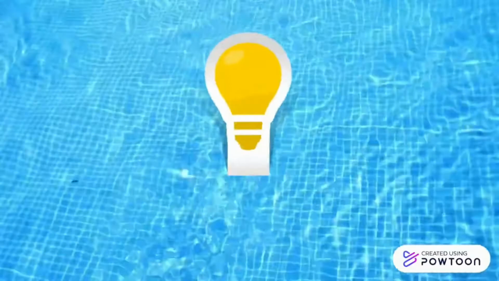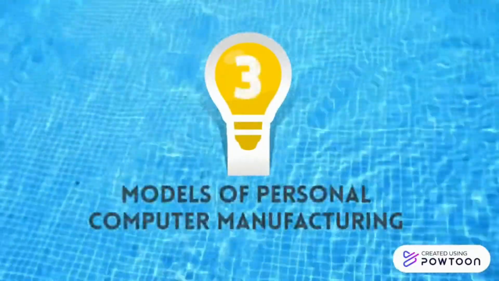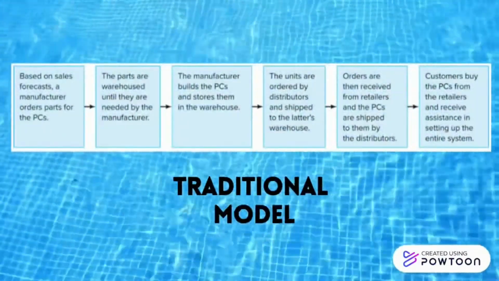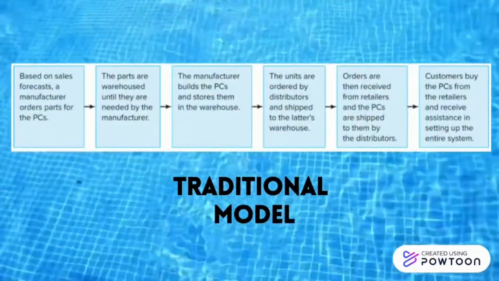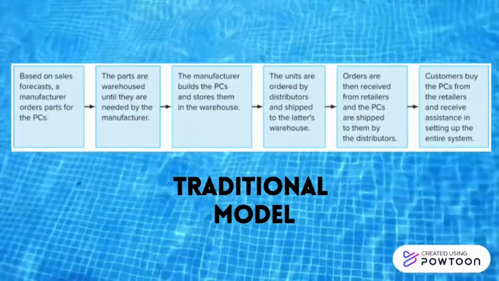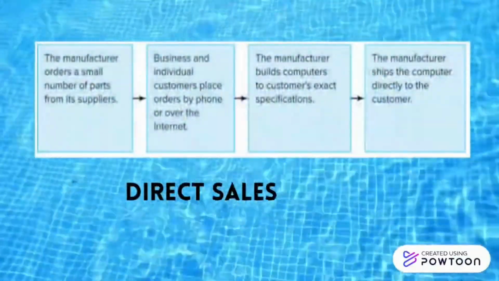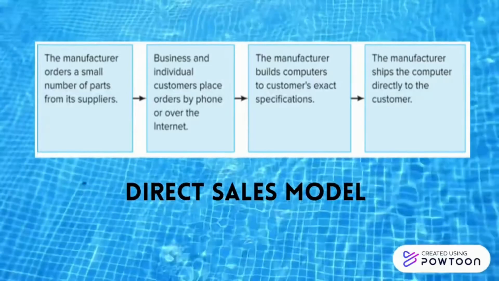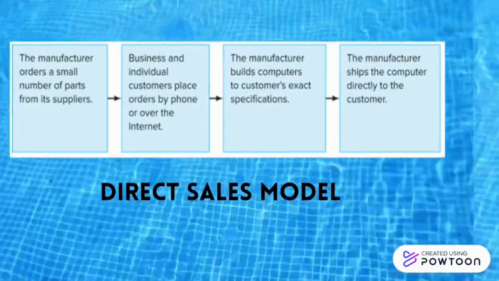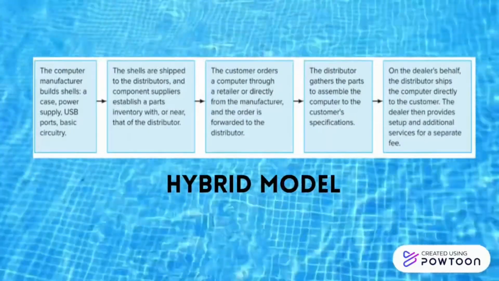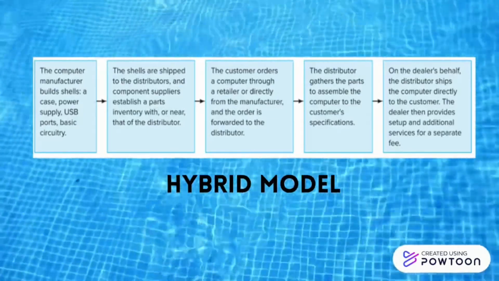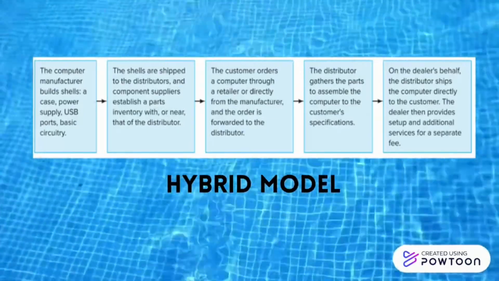The control process is of course critical for MNCs in the fast-moving personal computer business. There are 3 models of PC manufacturing. The first model is the traditional model. This model was used until the middle 1990s. It is based on self-focus, where a manufacturer orders parts for the PCs. The second model is the direct sell model. This model is the most common and is still used today. It makes the manufacturer build the computer to the customer's exact specifications. The third and last model is the hybrid model. This model is also common and still used today. The computer manufacturer builds the shell, a case, power supply and USB port.